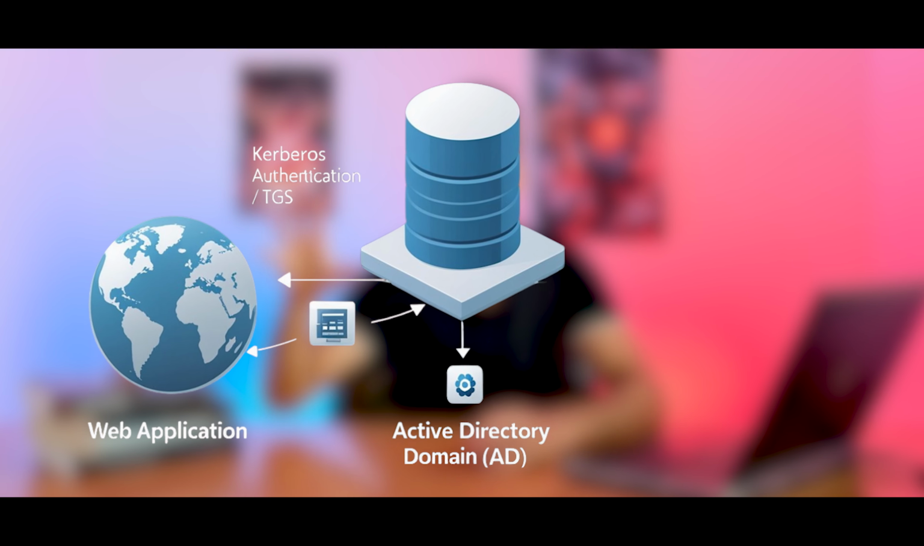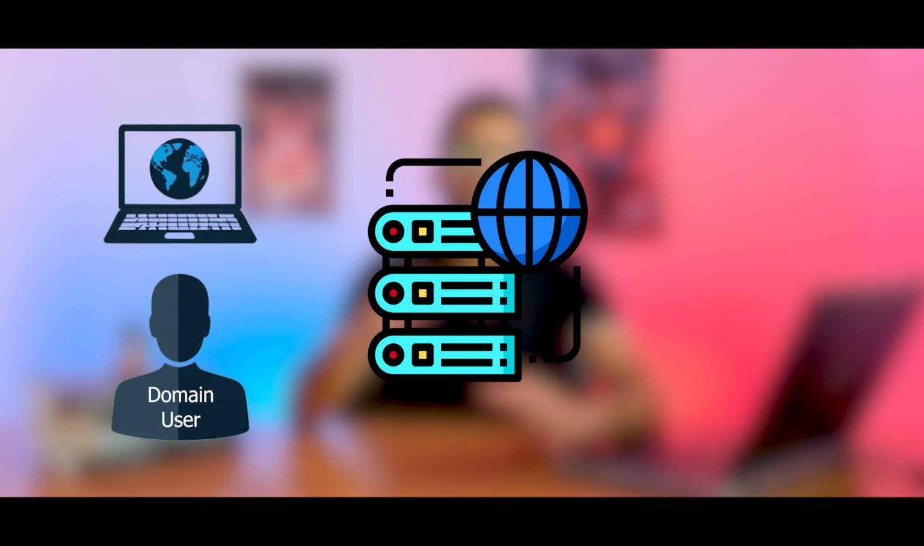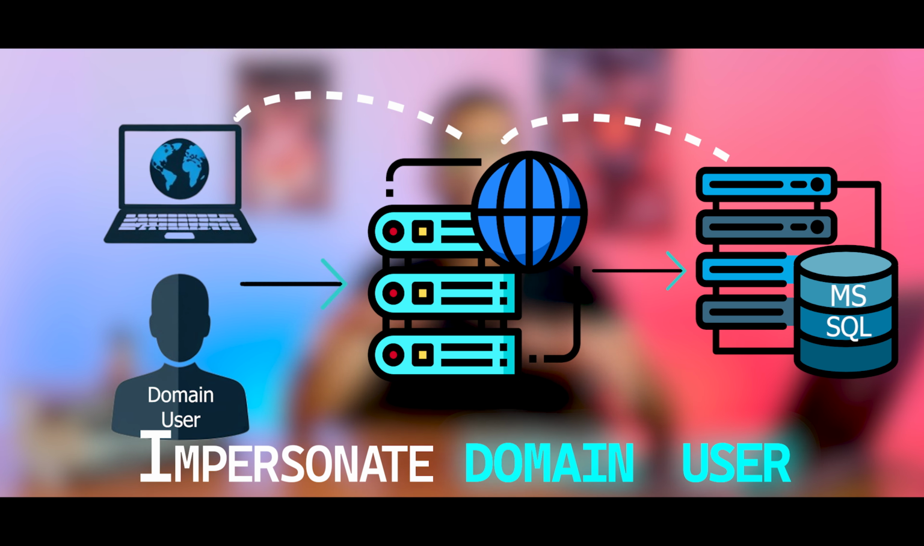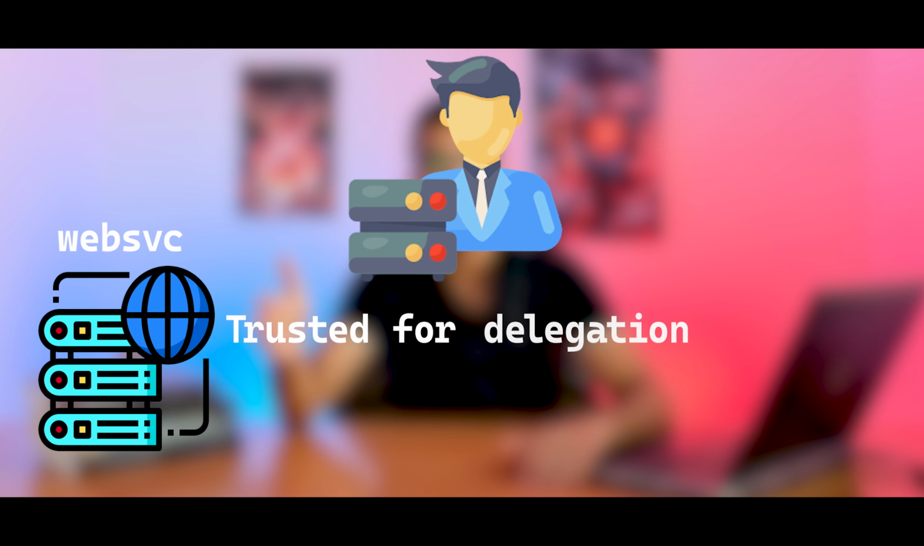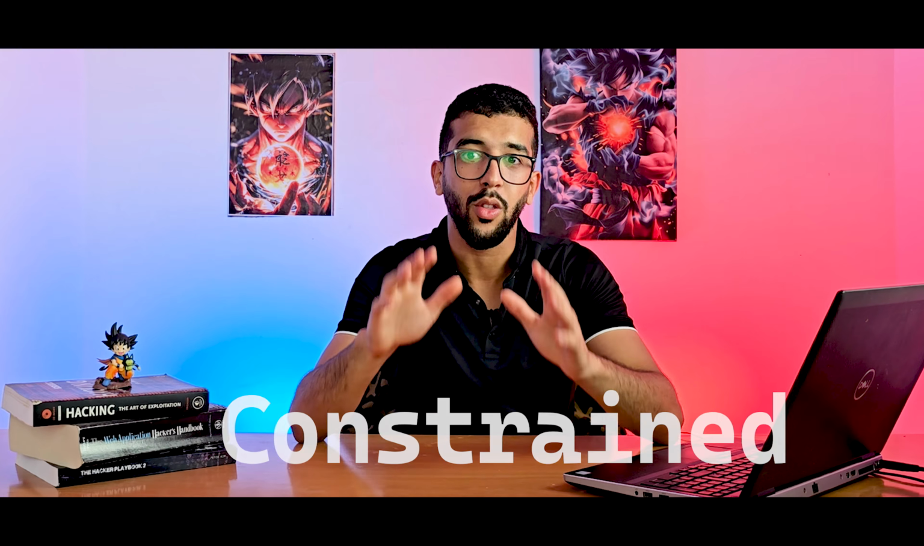Imagine we are in an Active Directory domain. There is a web application that talks to an MS SQL database. When a domain user logs into the web app, the application needs to interact with the database using the user identity to perform actions on their behalf. To allow that, a domain admin may mark the web application service account, for example WebSVC, as trusted for delegation, but only to the MS SQL service, which means WebSVC can impersonate any domain user and get a service ticket, but only to the MS SQL service.